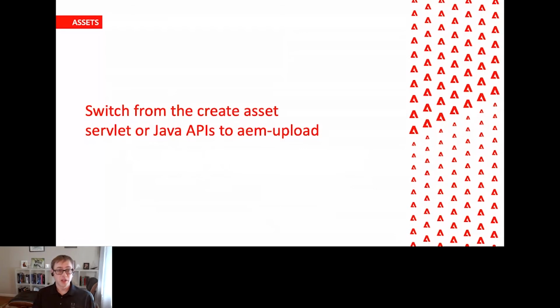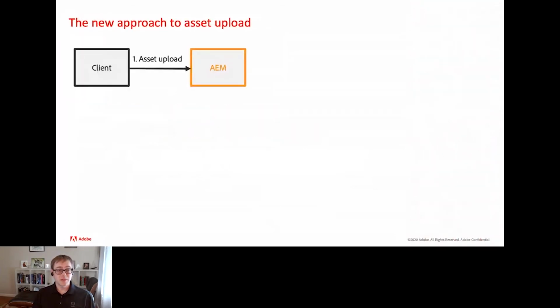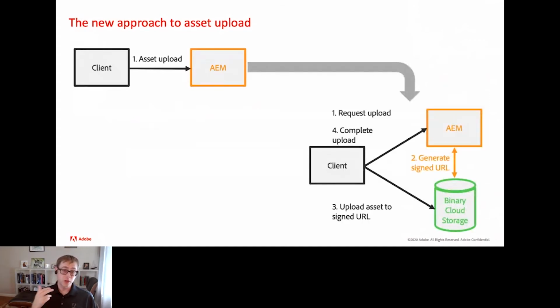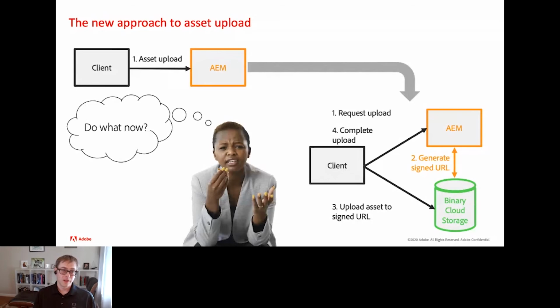Now, you'll remember AEM 6.5, it's quick and easy: the client uploads the asset into AEM, one step, and you're good to go. However, in our new approach, you need to request your upload. You need to wait for that signed URL to get returned, then upload to the URL, then complete the upload to AEM. Easy, right? You may be saying, do what now? This does not seem all that simple. There's a lot of steps. I'm going to have to write a lot of code to manage all of this. And we heard you, so we built out a tool for you.